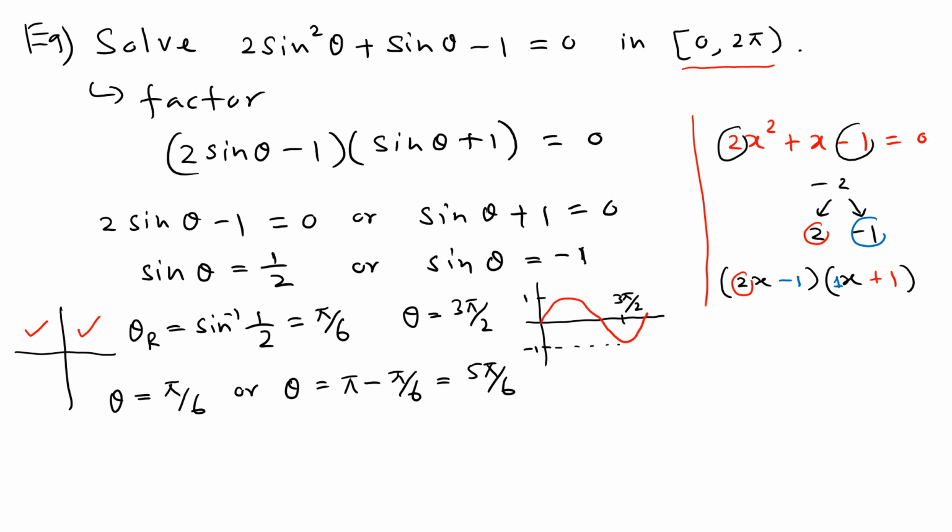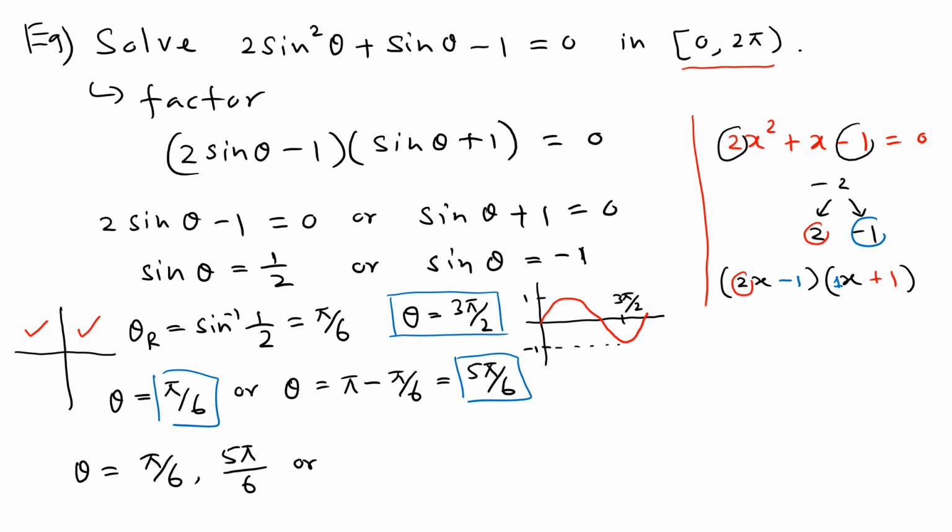Now we have all three values: one value from the second equation, and two values from the first equation. We can combine them, and we normally write them in increasing order. So theta equals pi over 6 as the smallest value, and the next is 5 pi over 6, or 3 pi over 2 in 0 to 2 pi. But in the general solutions, we simply add the multiples of 2 pi. So that's how we solve the problem.